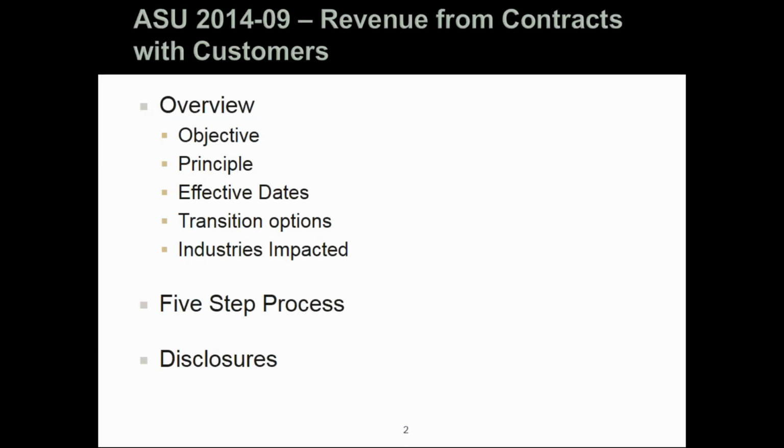So we'll begin with an overview talking about what the Financial Accounting Standards Board was trying to achieve with this standard. We'll give an overview of the basic principle of the standard, the effective dates, how implementation will work, and which industries will be impacted. And we'll spend the bulk of our time walking through the 5-step model that all companies will adopt as they implement this model.